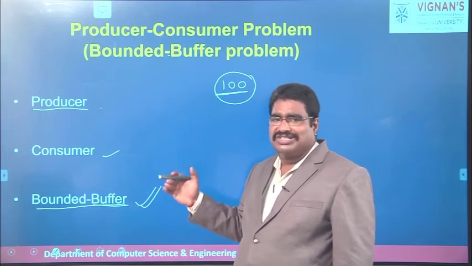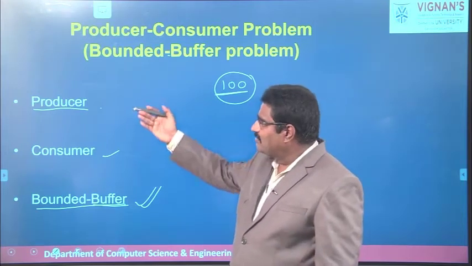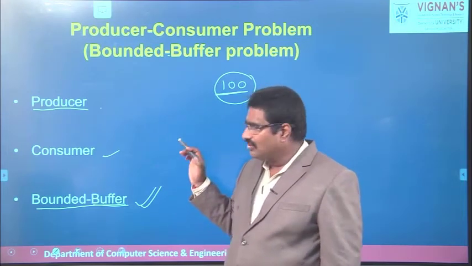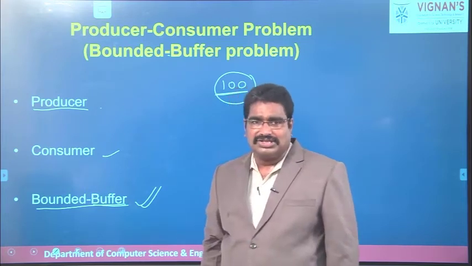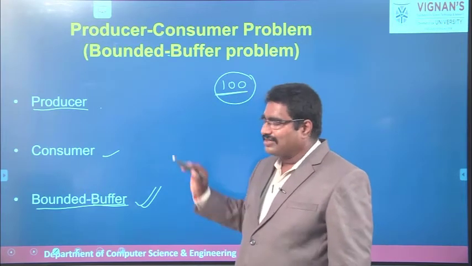The producer process is allowed to place the items into the buffer. So that is the need of the synchronization of the producer process. Similarly, we try to discuss about the consumer process.